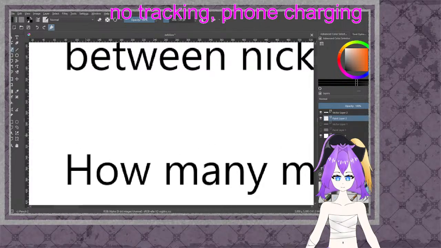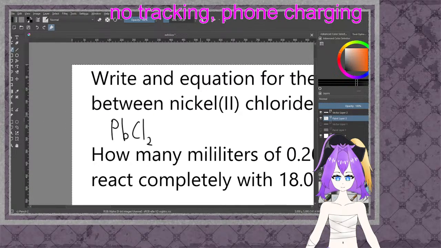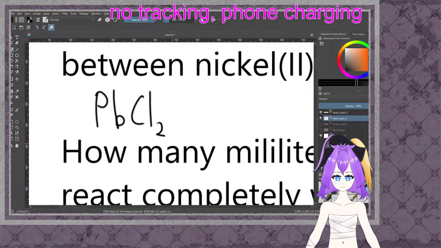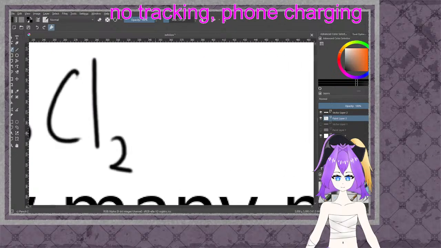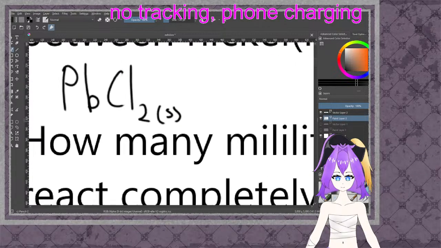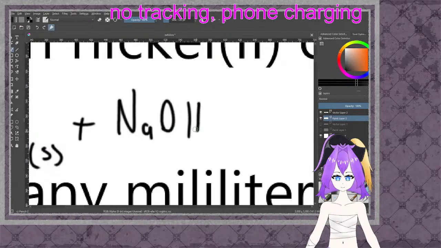Okay, so we start with nickel 2, lead 2, chloride. Because of its charge, we bring it over here. We now have chloride 2. When it comes to chloride, most halogen salts are soluble except for in lead, so this is a solid. Plus sodium hydroxide, so it's just NaOH. I don't think any of this crisscrosses. I don't think we have any charge popping up anywhere. And I think this is just aqueous.